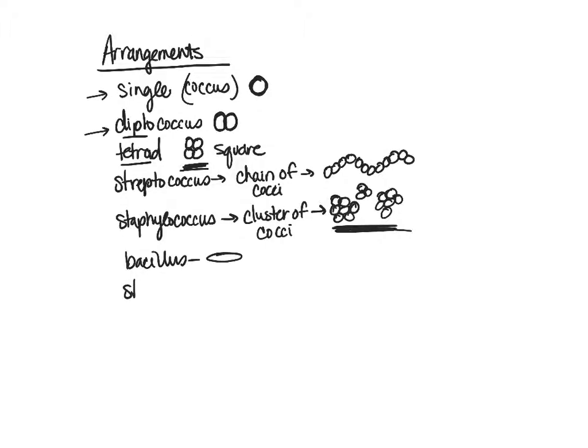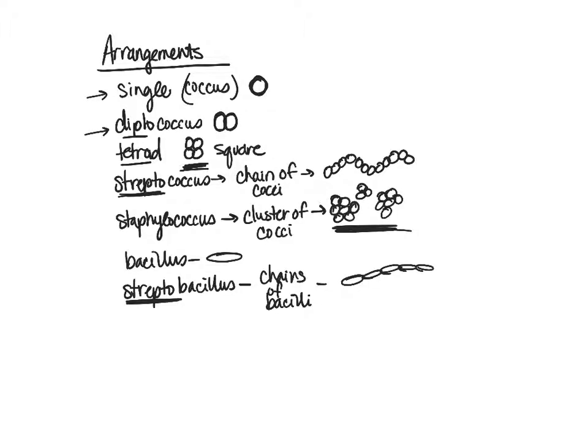And then we can have our streptobacillus. And so streptobacillus still has the strep part, and the strep part is chain. So this is chains of bacilli. So then it would look something like this. So chains of bacilli. So strepto or strept means chains, and staphylo means clusters. So you can keep that in mind whenever we're looking at different types of arrangements of cells.